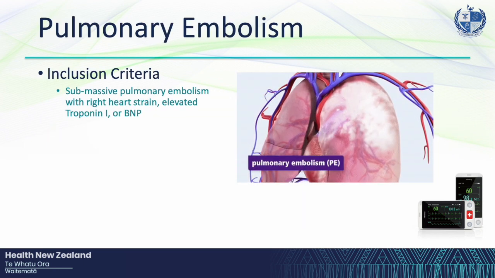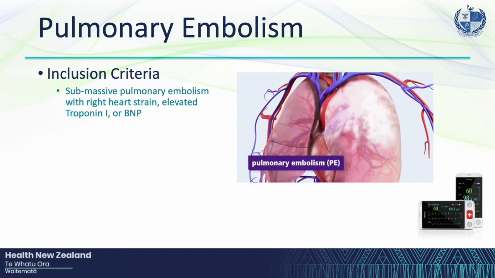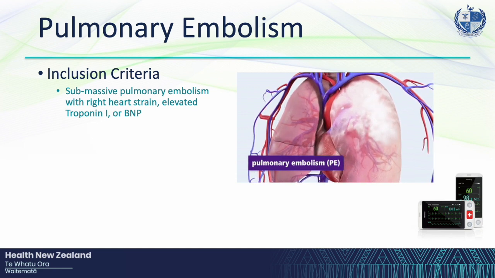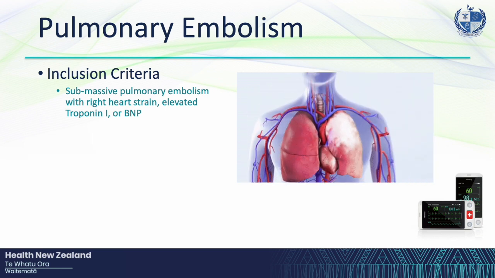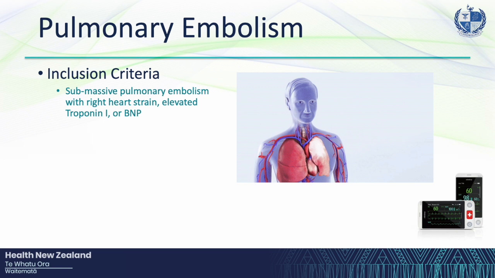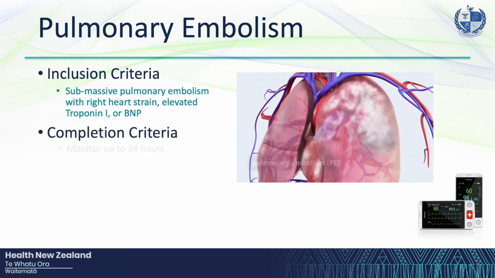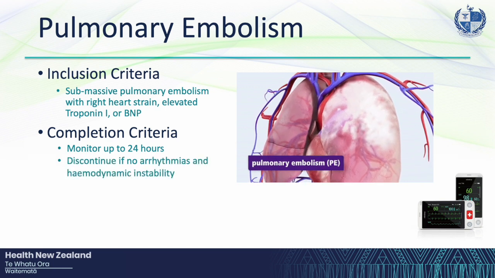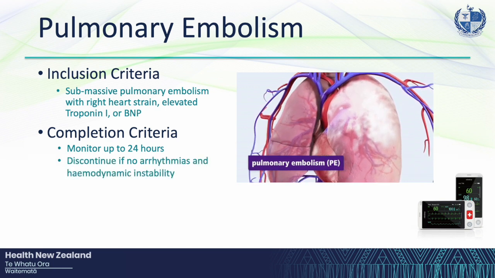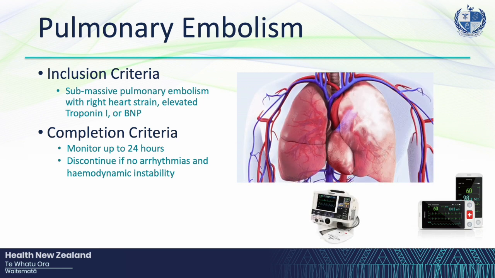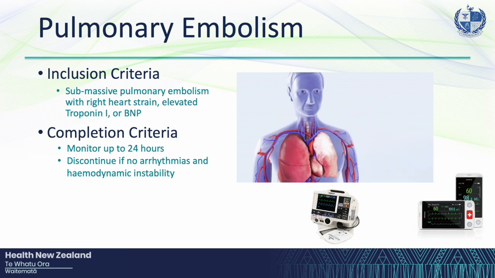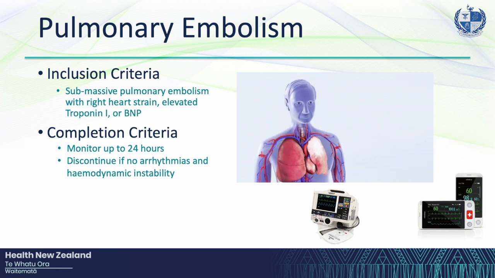Submassive pulmonary embolism with evidence of right heart strain or elevated cardiac biomarkers indicates significant cardiac stress. This can predispose patients to arrhythmias. Continuous rhythm monitoring helps to monitor for rhythm changes that may require immediate intervention. Monitoring should continue for up to 24 hours or until arrhythmias are ruled out and the patient's hemodynamic status is stable. Transfers should include AED support to manage any sudden arrhythmic complications effectively.